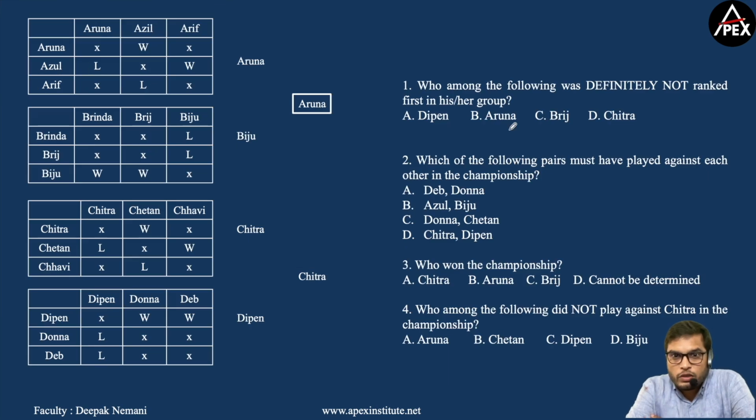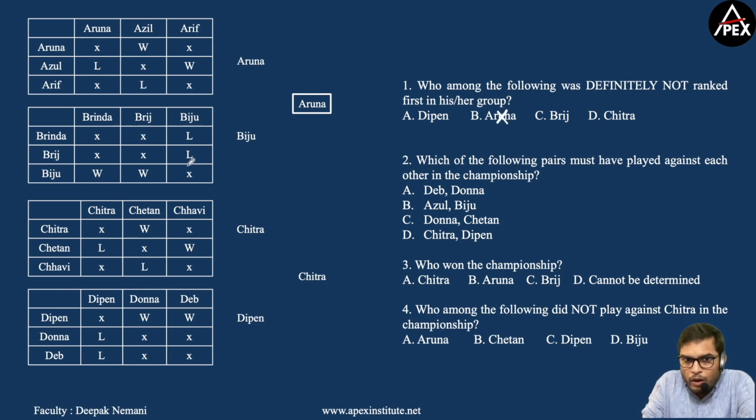Now coming to first question, who among the following was definitely not ranked first in his or her group? Now in order to answer this question, you need to understand that player with rank 1 will be playing only 1 game in the qualifier round, right? Now we have Aruna playing 1 game in the qualifier round, so I can say that Aruna's rank can be 1, so this cannot be the answer.